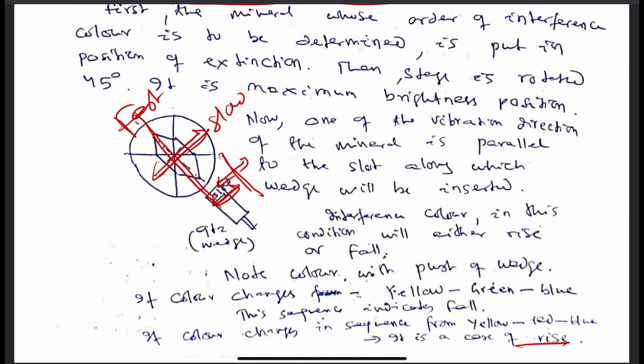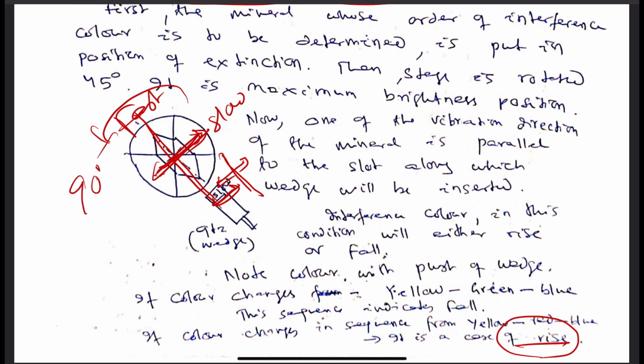So now we could determine the direction, whether it is fast or slow. But our aim is to find out the order of interference color. So in this case, we will see when the color is showing fall, because rise will not help to find out the order. We should see whether there is a fall. So if it is showing rise, rotate the stage by 90 degrees.